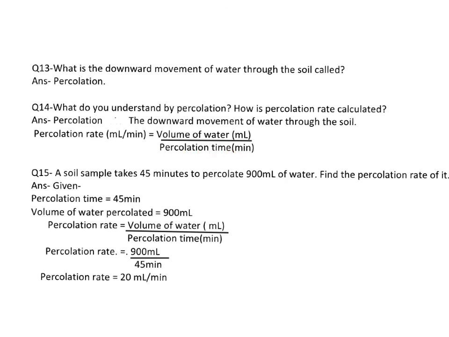The next question, a soil sample takes 45 minutes to percolate 900 ml of water. Find the percolation rate of it. In this question, the given things are percolation time, that is 45 minutes, and volume of water percolated, which is 900 ml. Now children, you know the formula of percolation rate is volume of water in ml divided by percolation time in minutes. So, percolation rate will be 900 ml divided by 45. Percolation rate will be 20 ml per minute.